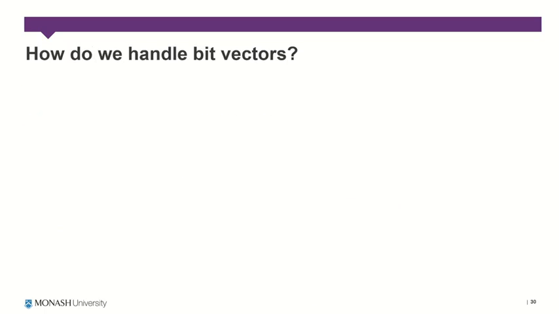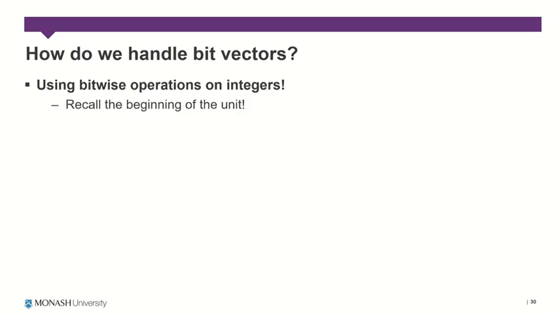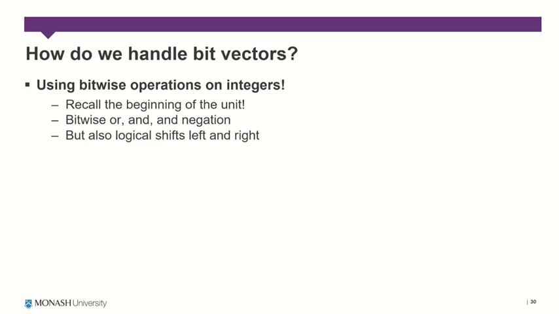So how do we handle bit vectors? Again, how are we going to handle all the different operations that we want to do on sets? We're going to use bitwise operations on integers, remembering that we're using an integer to represent our overall bit vector. So we're going to use bitwise OR and negation, and also logical shift left and right to apply each of the integer operations.